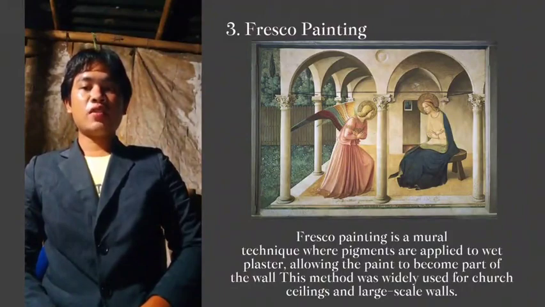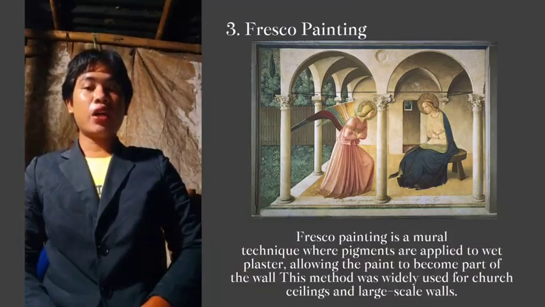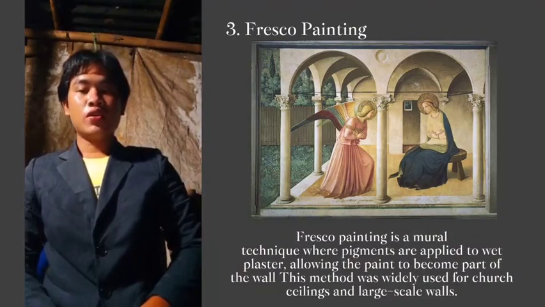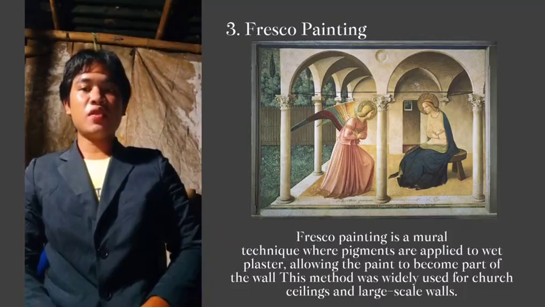Number 3. Fresco painting. Fresco painting is a mural technique where pigments are applied to wet plaster, allowing the paint to become part of the wall. This method was widely used for churches and large-scale walls.